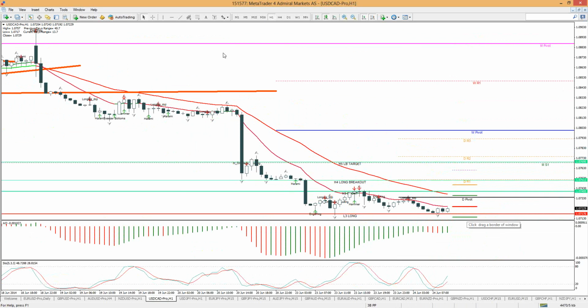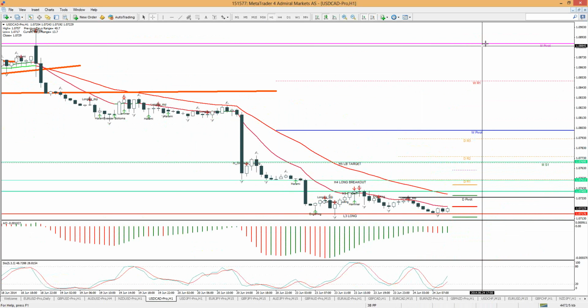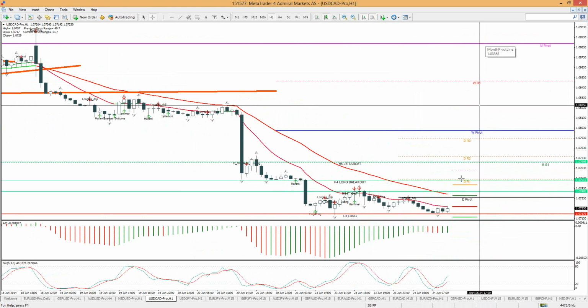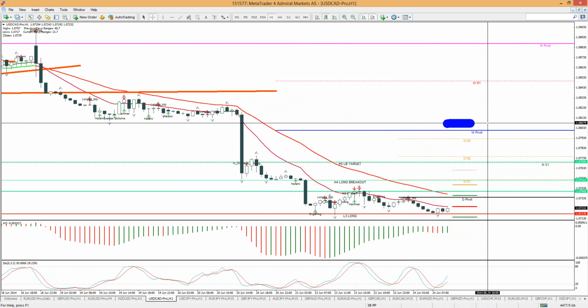One way of looking at pivots too, you could, for instance, take a look at where's the average of the monthly, weekly, and daily. So where would the average be of these three? Probably somewhere around here. Then look where price is compared to that average. And basically, if it's below, it's bearish. If it's above, it's bullish. If price is above the average pivot point, it's bullish. If price is below the average pivot point, it's bearish.